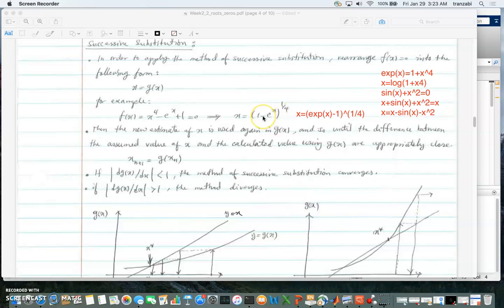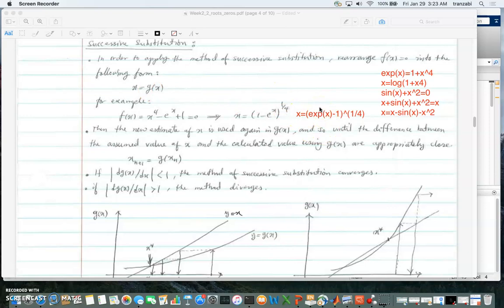And by the way, there's a typo here. This should actually be exponential of x minus 1 raised to the 1/4 power. We can have x equal g of x in different ways. It's not a unique way of doing this. So this is one form of it.